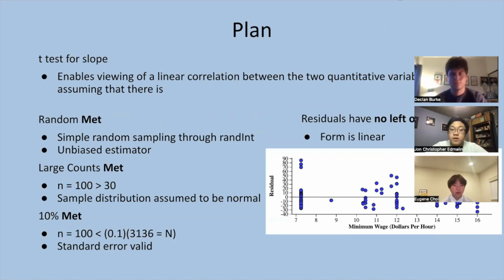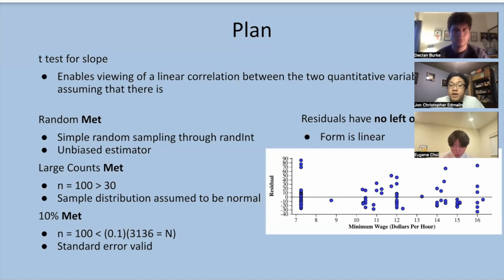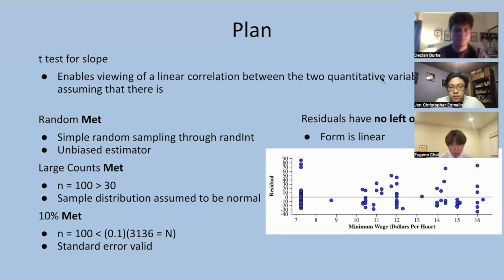So our random condition was met because we had simple random sampling through randint, and this allows for us to see an unbiased estimator of the slope. We also have large counts met because n is equal to 100, which is greater than 30. This means that our sample distribution can be assumed to be normal. And we have our 10% condition met because our n equals 100, which is less than 10% of 3,136, which is our population. This makes our formula for the standard error valid.